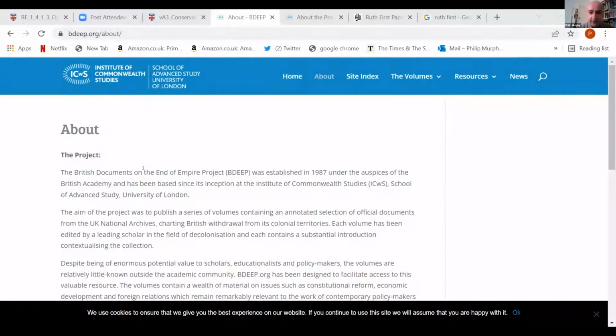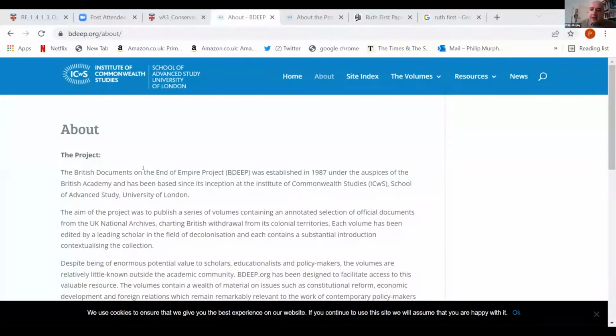Okay, so one of the long-standing research projects of the Institute of Commonwealth Studies was British Documents on the End of Empire. That ran from 1987 until the mid to late 2000s. And it was in two tranches, really. The first was funded by the British Academy, the second by the AHRC.